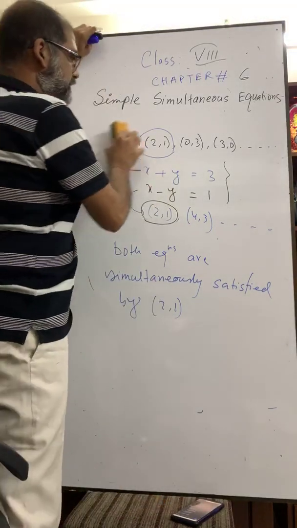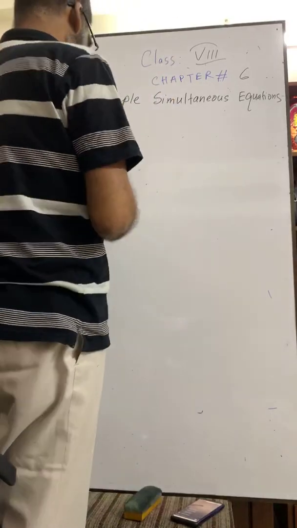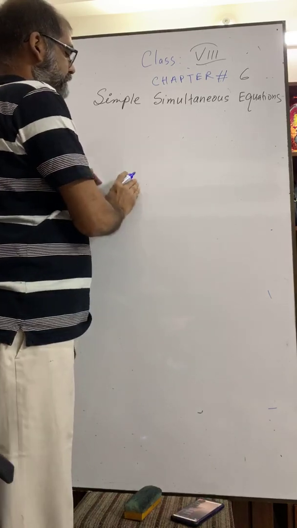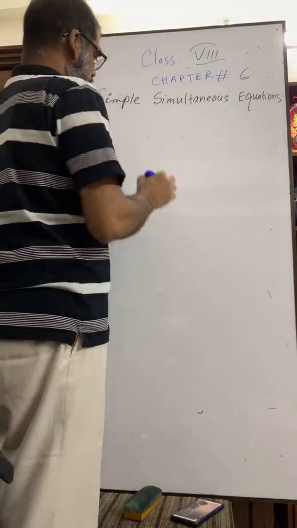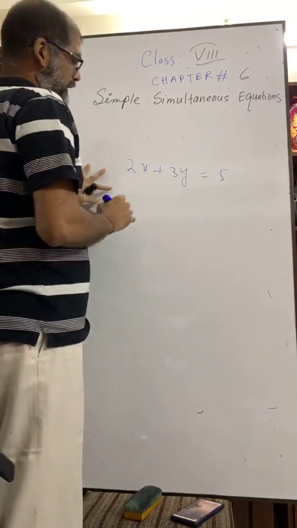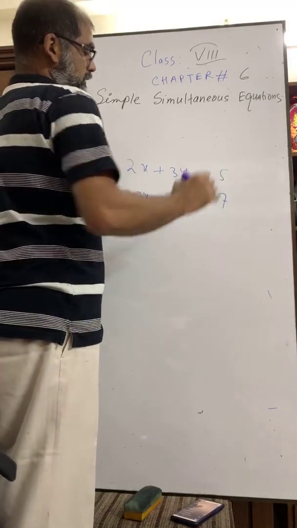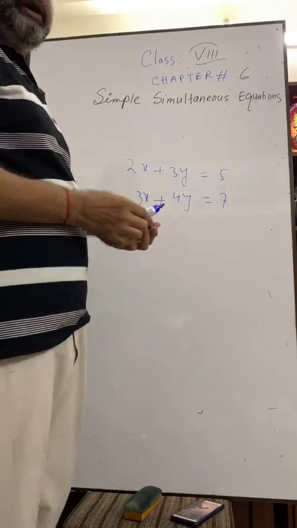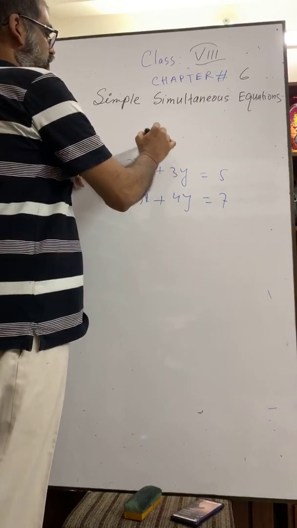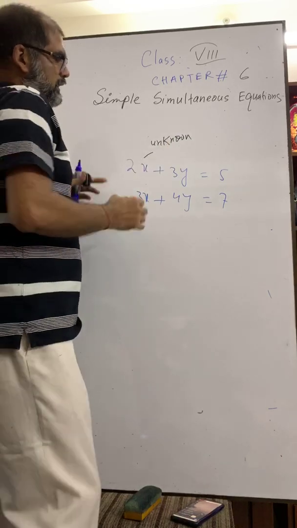Let's discuss again. Suppose I am giving an example. 2x plus 3y equals 5, and 3x plus 4y equals 7. I have written two equations. Here, these are called unknowns. What is unknowns? Unknown expressions.